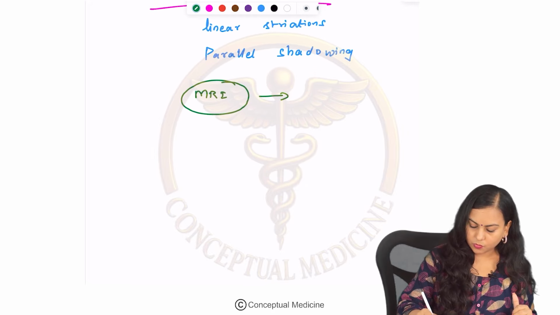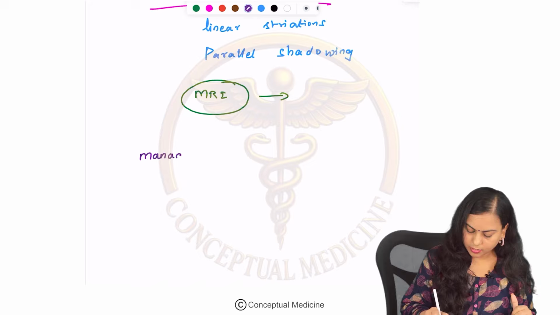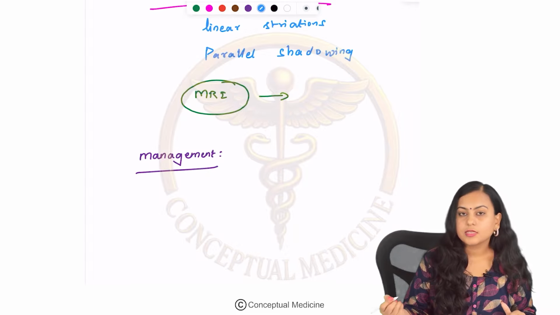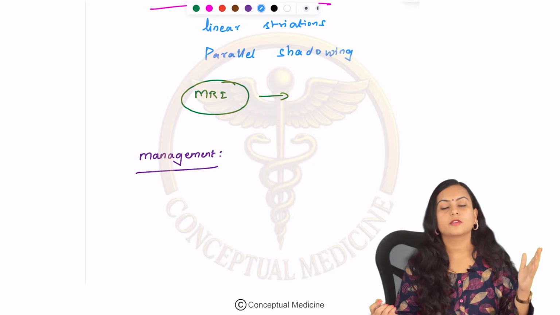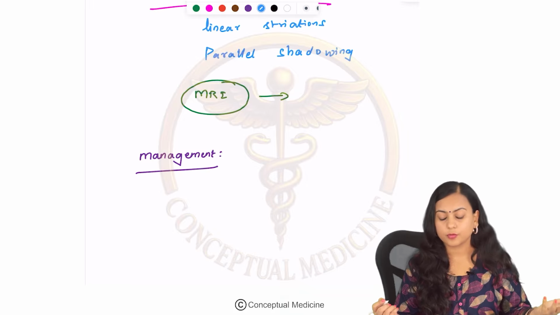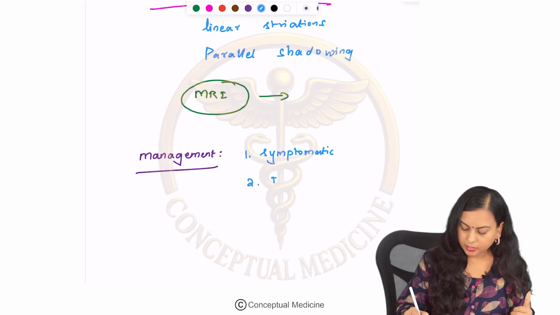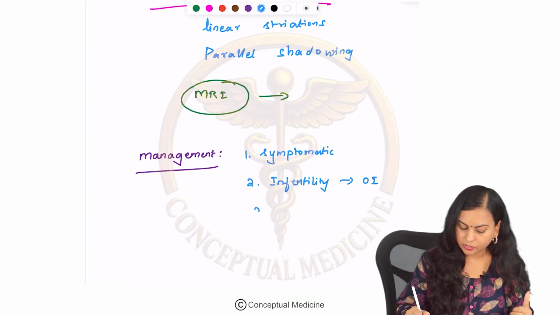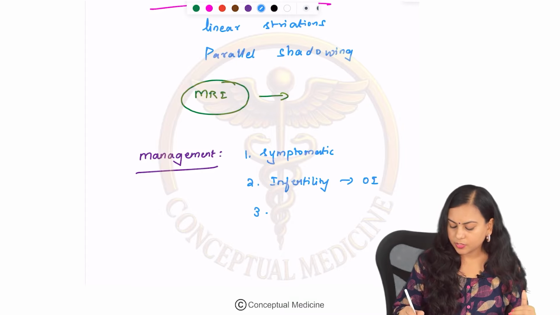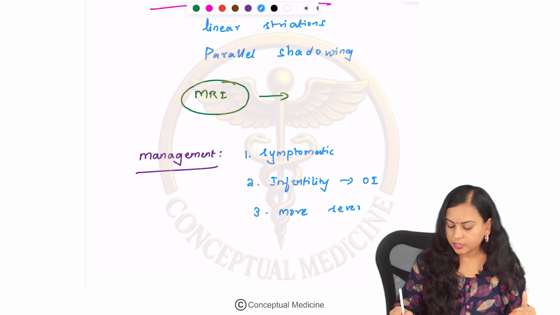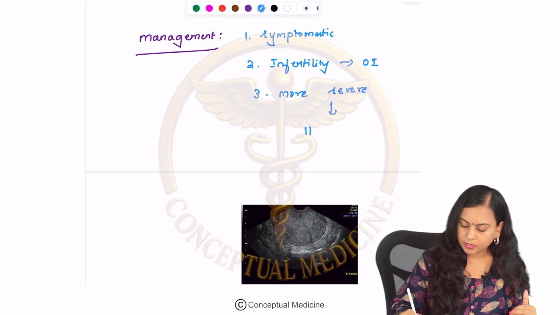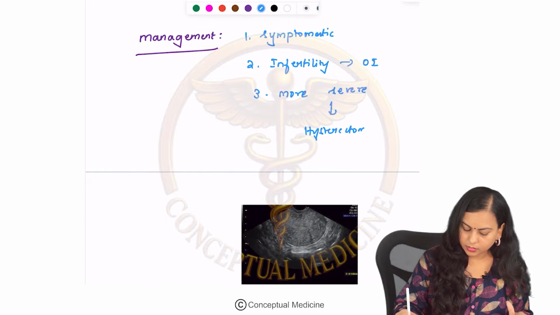Okay, so what will be the management? Management is mostly symptomatic management. Okay, if there is pain, you give analgesics. If there is bleeding, you try to stop the bleeding, like that. So it is symptomatic management. Then they will present with infertility. For infertility, you will go for ovulation induction. And suppose if the symptoms are more severe, then yes, definitely you will offer them hysterectomy, right? Yes.